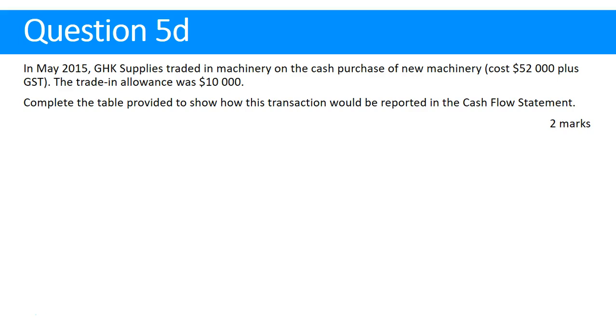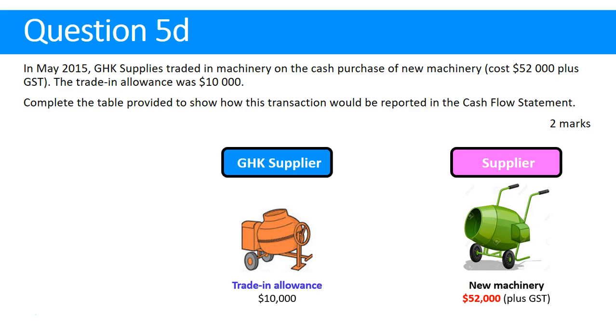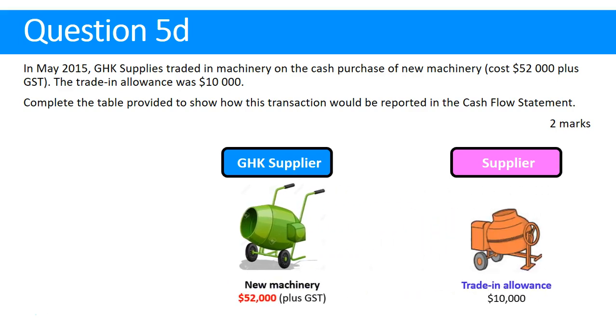What we're asked is to complete the table provided to show how this transaction would be reported in the cash flow statement. What's happened is we are GHK Supplies. We've got an old piece of machinery and we're going to trade it in for $10,000 to a supplier, and we're going to buy new machinery for $52,000 plus GST from them. So we'll do a trade there, we're going to buy with cash, and how much will we pay?